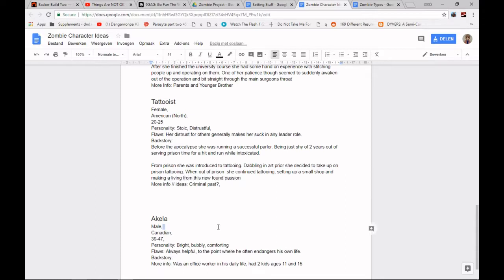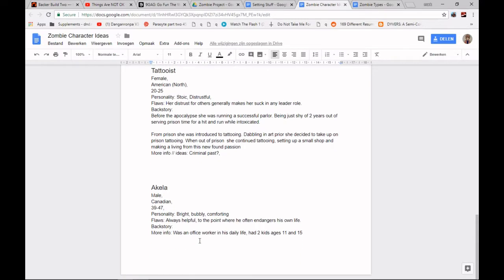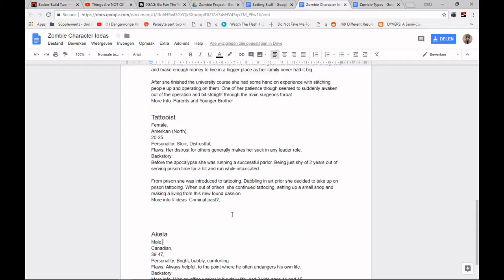There we go. Over there, Kayla, who is like a scout leader. A friend of mine made him. He's a male, Canadian, also North American, obviously. He's between 39 and 47. He's bright, bubbly, and comforting. Always helpful to the point where he often endangers his own life. He doesn't have a backstory yet because the other person writes it for this character. He was an office worker in his daily life and had 2 kids aged 11 and 15. Now, these are all the characters.